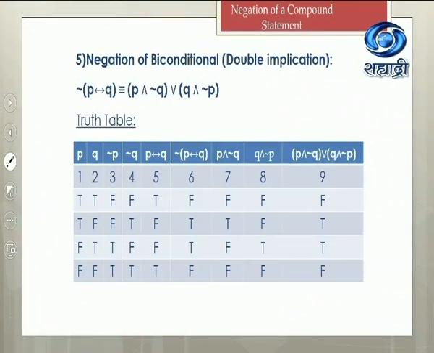Negation of P if and only if Q is equivalent to P and negation Q, or Q and negation P. As you can see in the truth table, the first columns are P, Q, then negation P, negation Q, P if and only if Q, negation of P if and only if Q, P and negation Q, Q and negation P, and lastly P and negation Q or Q and negation P. So students, you can observe in column number 6 false, true, true, false, and column number 9 false, true, true, false. So in this way, the negation of biconditional is obtained.